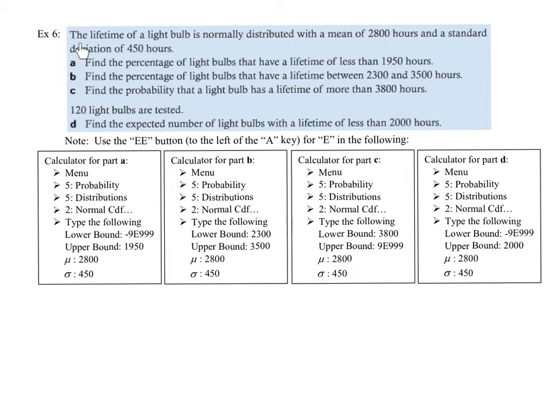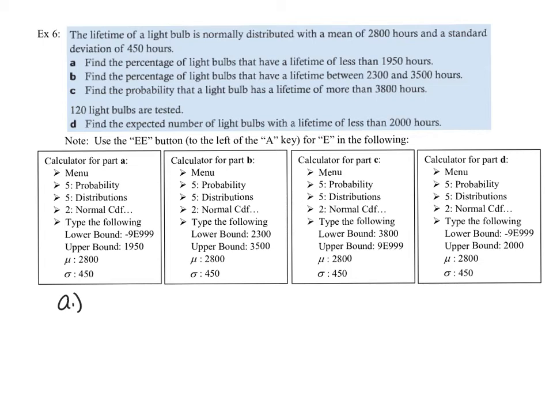Example 6 says, the lifetime of a light bulb is normally distributed with a mean of 2,800 hours and a standard deviation of 450 hours. So the first question is, find the percentage of light bulbs that have a lifetime of less than 1,950 hours. So again, we're not going to draw a graph this time. We'll use the calculator. So for letter A, I've written the steps that you're going to follow to answer this question.